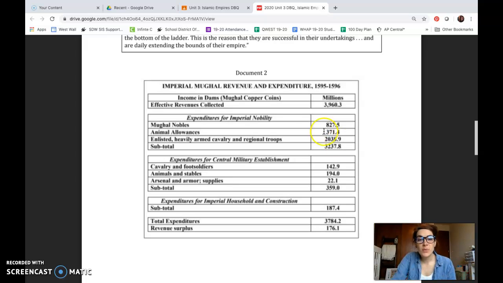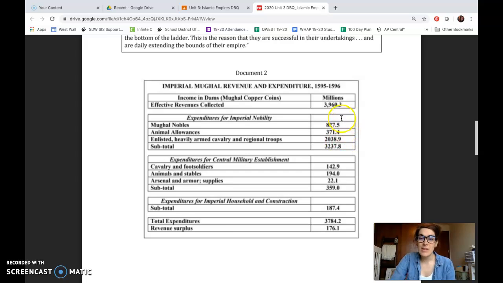Okay, and you can see it's broken down even farther. It talks about the Mughal nobles. Chances are that's their salary or what they're getting paid, animal allowances, and then also the enlisted heavily armed cavalry and regional troops. Again, these are going to be people who are working for the government during this time and enforcing government rules. And so that's really where we start to think about like what is important to the government, and maybe we would consider this a strength of the government that you have such a heavy emphasis on your military in terms of that they are going to be enforcing those laws.